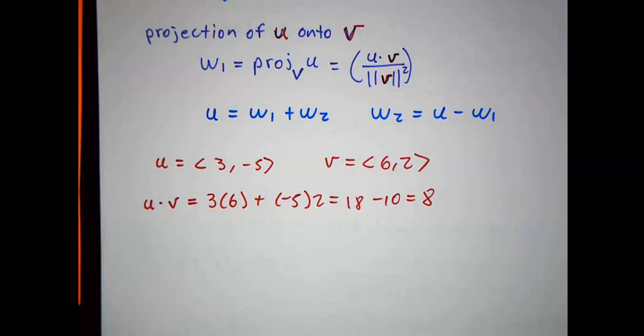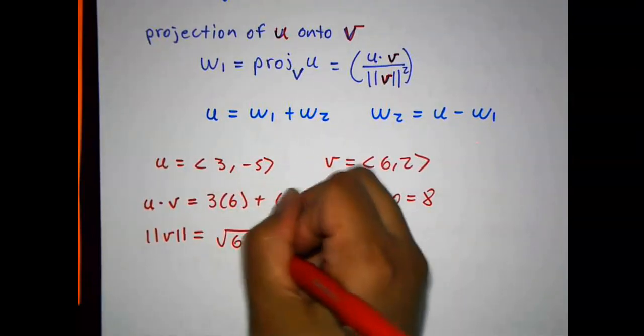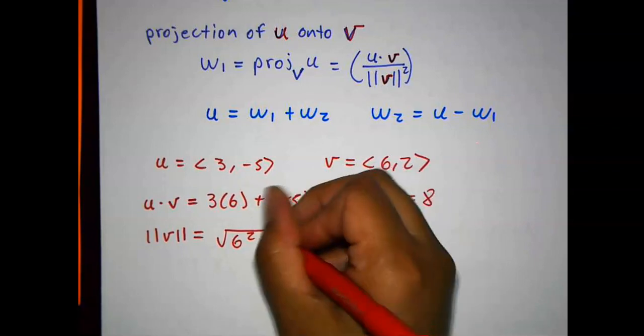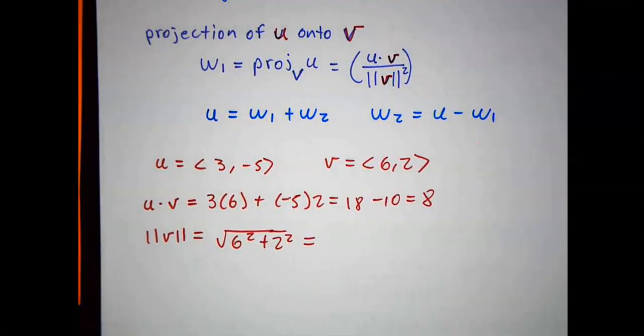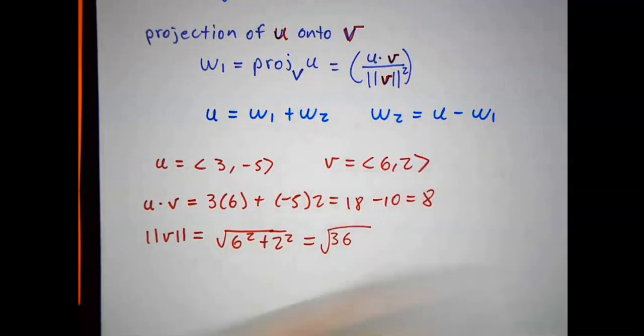I only need the magnitude of v. That means I gotta do 6 squared plus 2 squared. What is 6 squared? 2 squared? 36 plus 4? 40. Does it have a perfect square? 40? Oh, it doesn't have a perfect square.